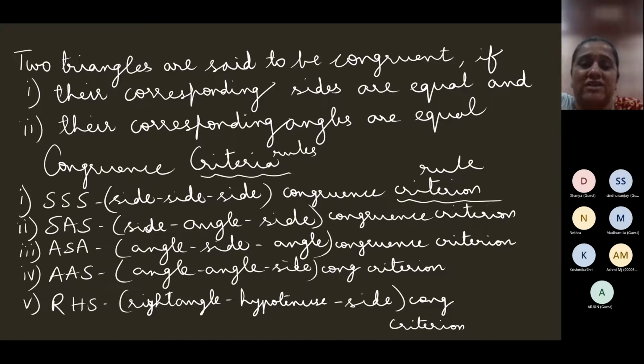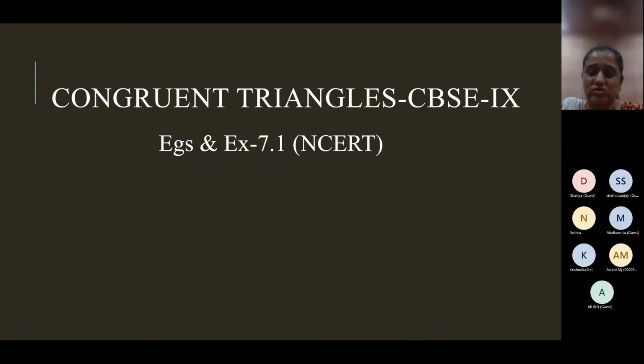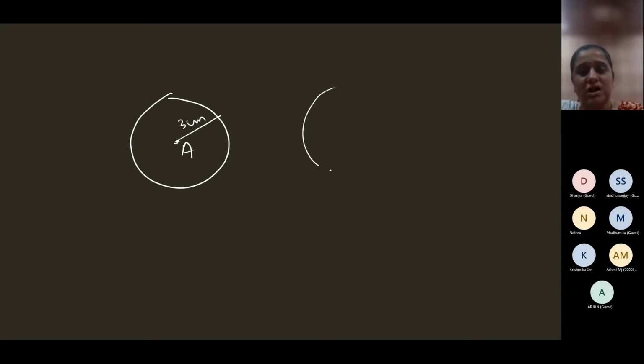Please understand, congruency is nothing but a state of being identical. Two things are identical. That means they are congruent. Now two circles of the same radii. If you have a circle with center A and radius 3 centimeters, and a different circle with center B and radius 3 centimeters. So these are two different circles, but they have the same radius, 3 centimeters.